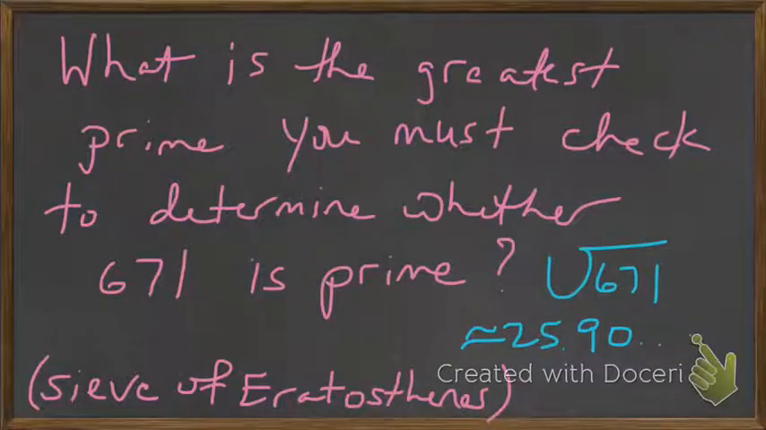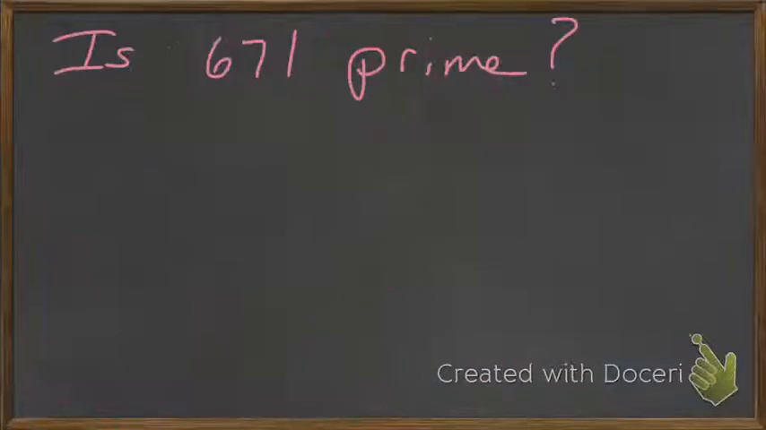Now, I want to know what is the greatest prime you have to look at. So we're looking for prime numbers that are less than or equal to 25. Okay, well, let's go ahead and list them. Our prime numbers start with 2, numbers whose factors are only 1 and themselves.